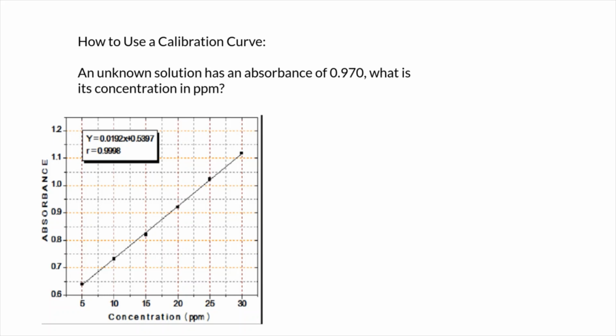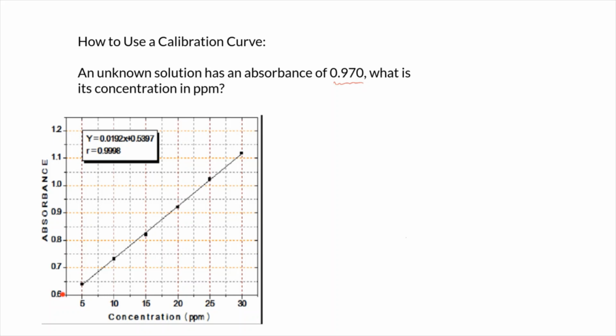So on this slide, what we're going to do is use a value from an unknown solution and use the calibration curve to figure out what that concentration is. If I have an unknown solution with an absorbance of 0.970, what is its concentration? You cannot do this type of problem without the provided curve. So we can have two ways that we can do this. First, we can just use the curve. Now, if we just use the curve, I have a value here of 0.970. That's how much light that this sample is absorbing.